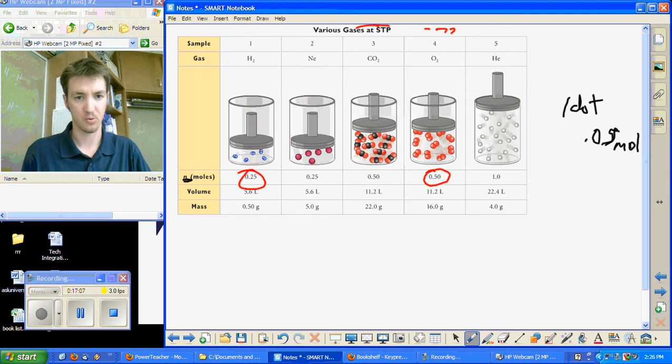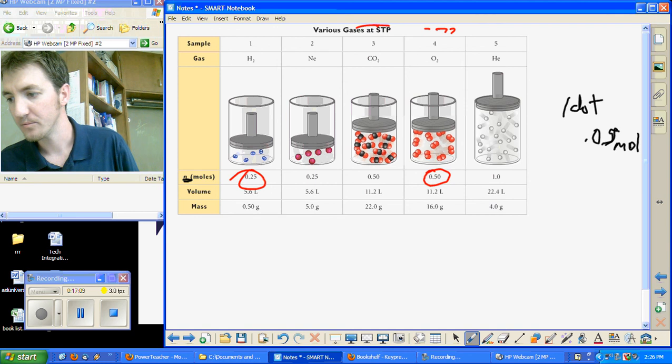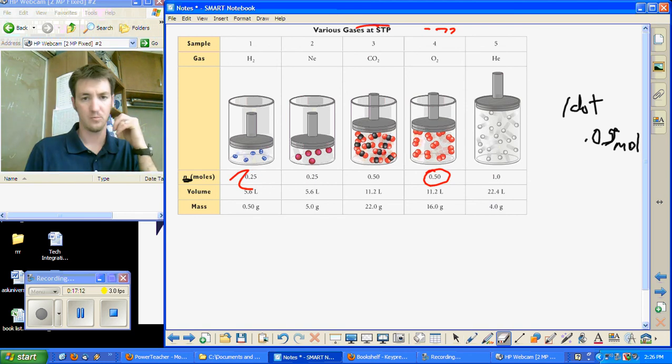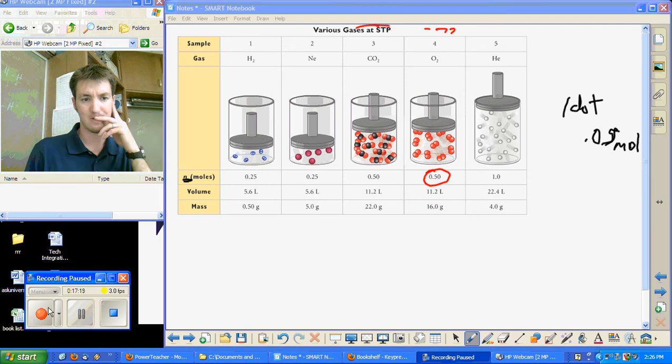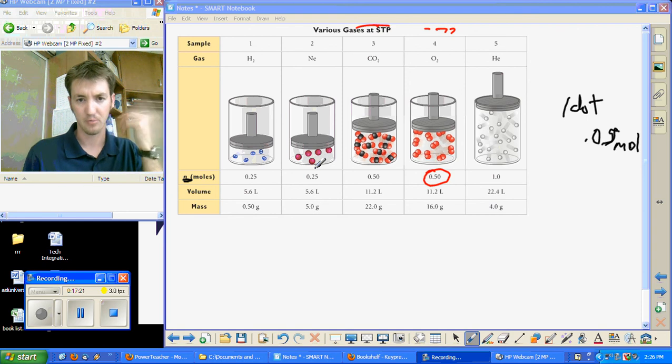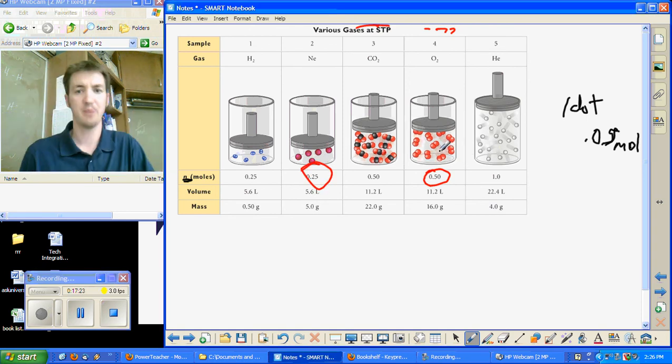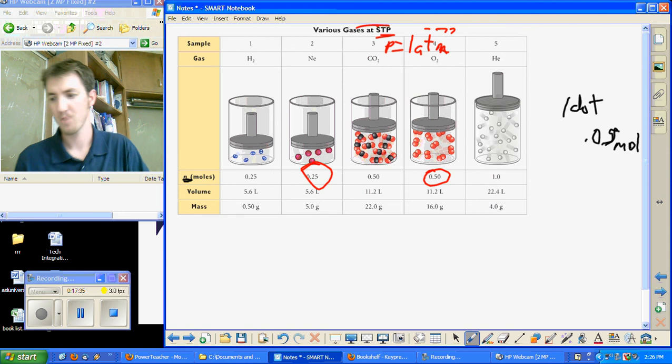So let's compare those. Alright, yeah, so let's just look at maybe these guys. Twice as many atoms, but they have the same pressure. So, like we said, we're at STP, so the pressure equals 1 atmosphere. So, twice as many atoms in each box, but they have the same pressure. Why would it have the same pressure?